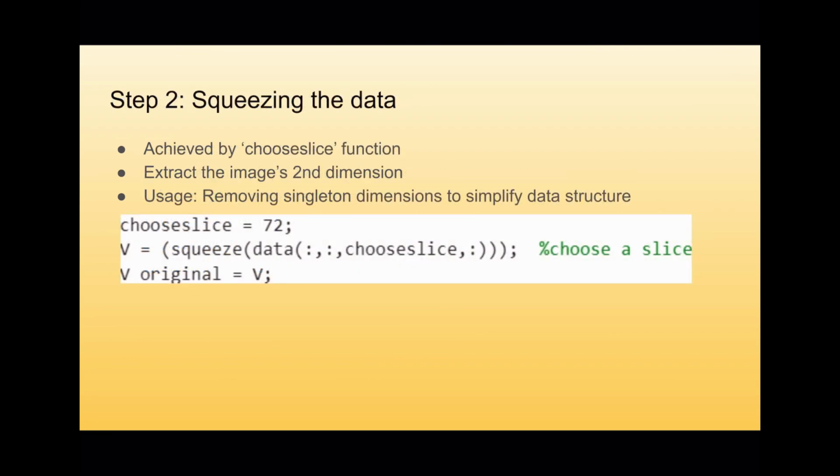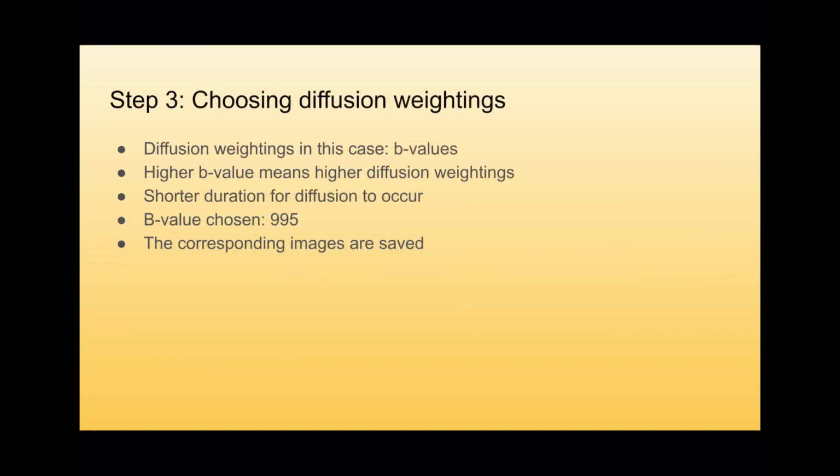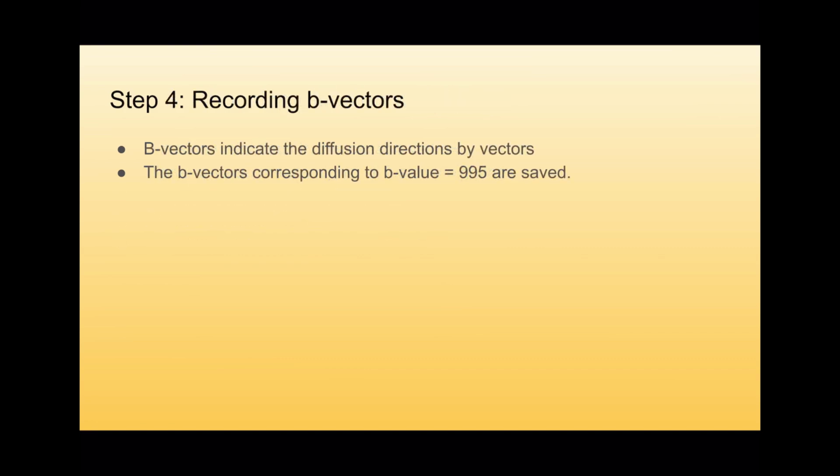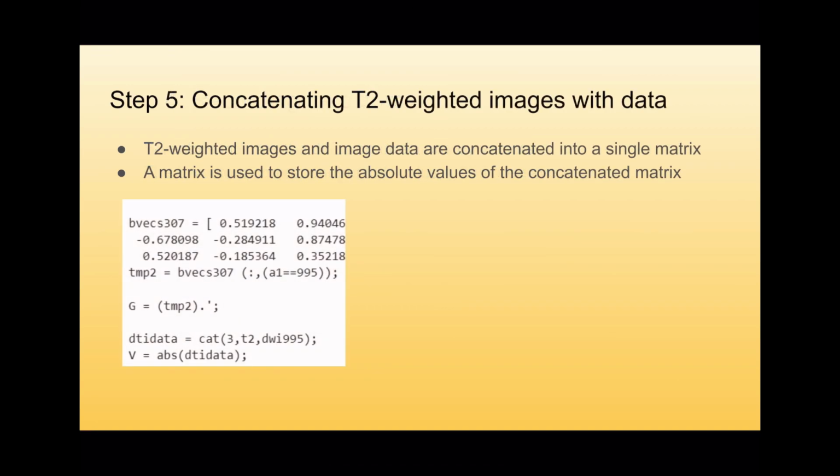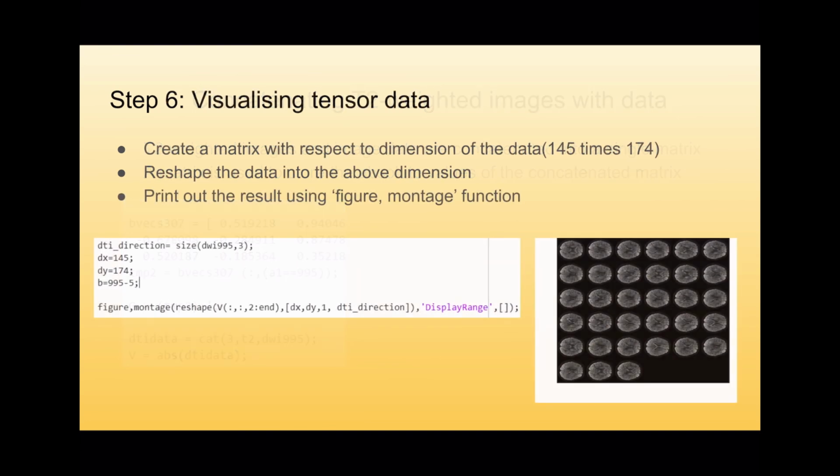Then, we simplify the data structure by using the choose slice function to extract the image's second dimension. Next, we decide the diffusion weightings, which are actually the B values. A higher B value means higher diffusion weighting, which is optimal in this condition. The B value chosen is 995, and the corresponding images are saved. Next, we record the B vectors, which denote the diffusion directions. After that, we concatenate T2 weighted images with the data into a single matrix. The tensor data are visualized by the figure montage function and is shown below.